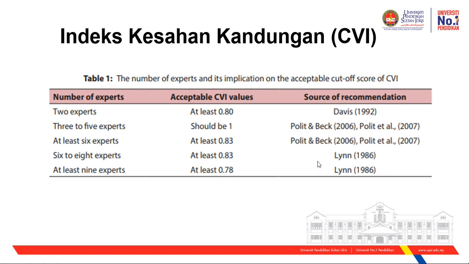So every time you write it down, if you're using 6 to 8 experts for instance, you will say, according to Lin 1986, 0.83 and above, we will say that the instrument is good enough for you to use in the actual survey or study. Okay, so this is for CVI.